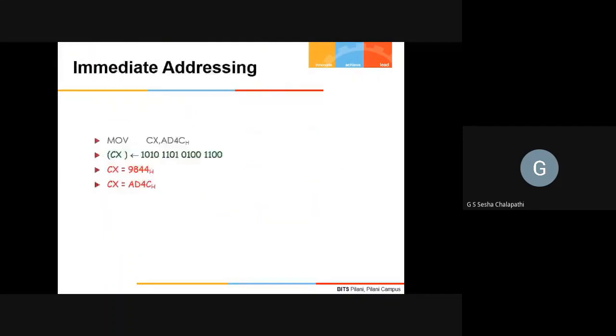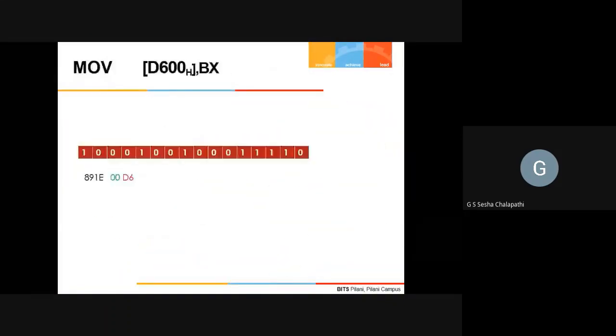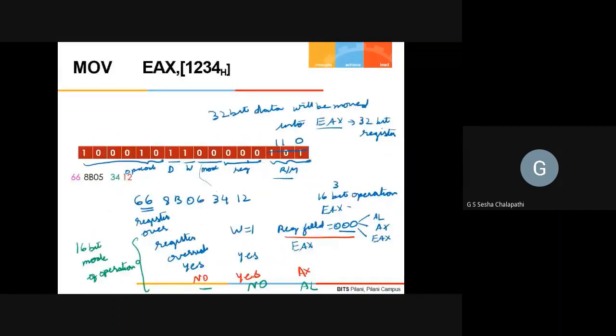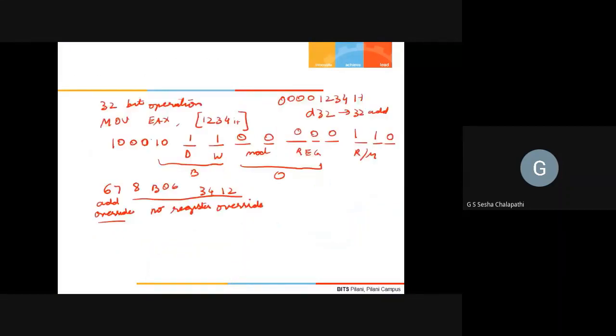I think we have to end it here because it's 10:54 already. So we will continue with this. I will clarify whether this will zero extend it or not. We will take the same example here.